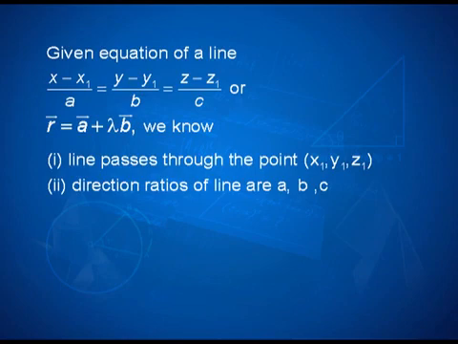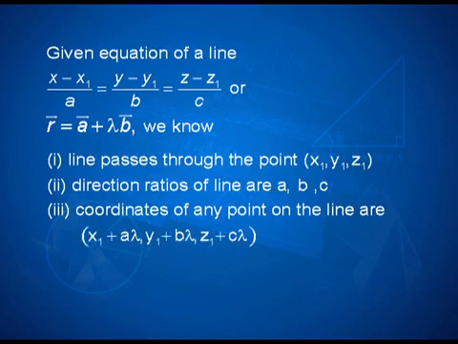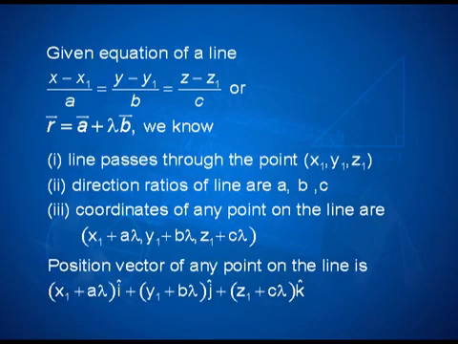In addition to all of this, what is most important is that we also know the coordinates of any point on this line. That would be x1 plus a lambda, y1 plus b lambda and z1 plus c lambda. For a specific condition, this lambda can be calculated, and that will give you a specific point which would satisfy the given condition. Also, in the language of vectors, it would mean that I know the position vector of any point on this line as this. So, this is information that is always available with us.